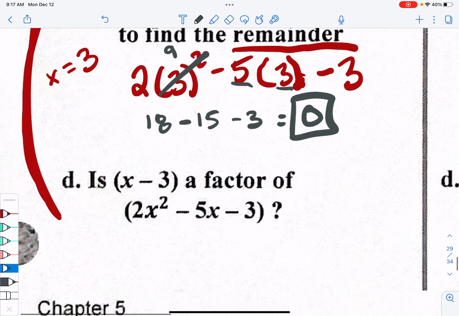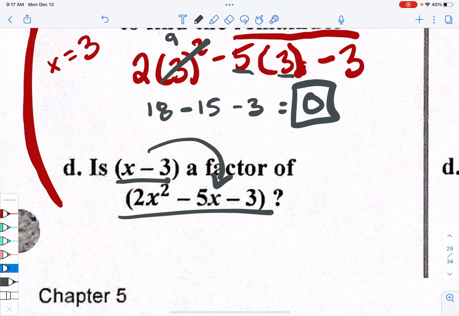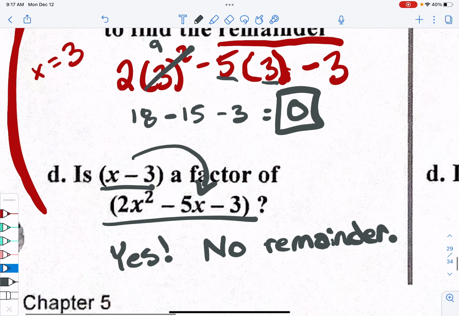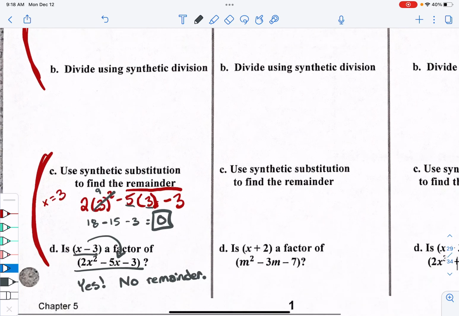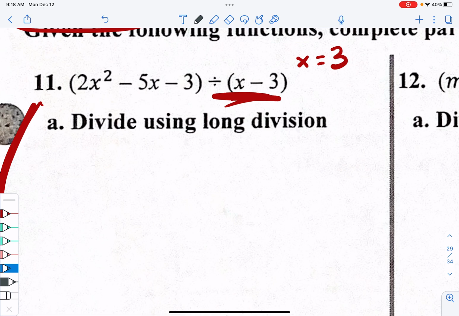Then I'm going to answer part D. If I have 0 as my remainder, is this a factor of this? Meaning, does this go into there perfectly? Yes. No remainder. There is no remainder, so yes, it is a factor. It goes in there perfectly. Now knowing that might help me for parts A and B a little better to do the long and synthetic division. So let's do long division first.